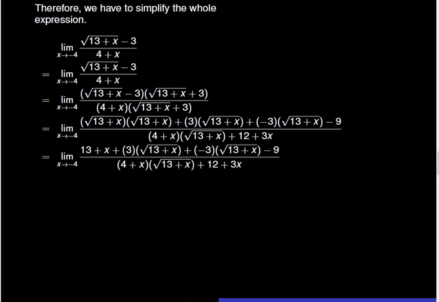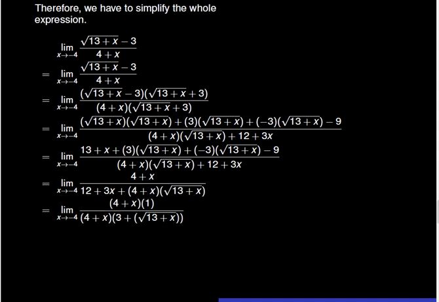As we are simplifying this quantity, we first have 13 plus x plus 3 times the square root of 13 plus x minus 3 times the square root of 13 plus x minus 9, over 4 plus x times the square root of 13 plus x plus 12 plus 3x. In fact, after simplification, the numerator becomes 4 plus x and the denominator is 12 plus 3x plus 4 plus x times the square root of 13 plus x.